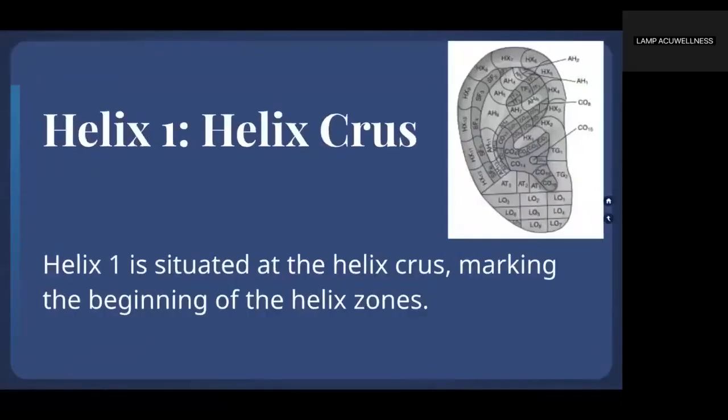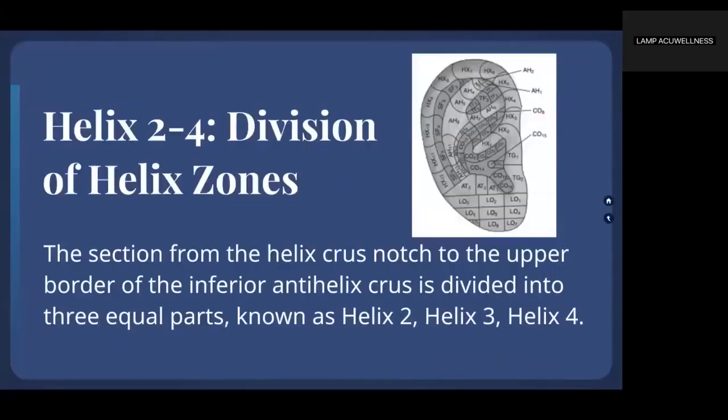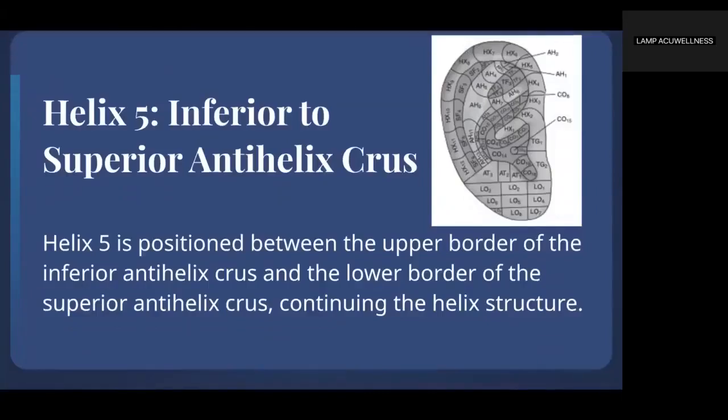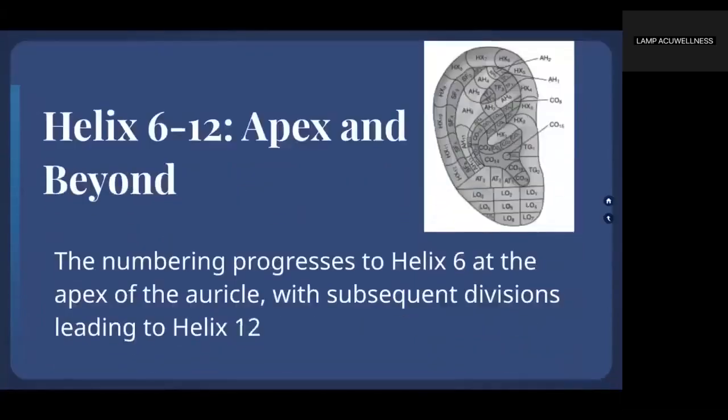Helix 1 is situated at the helix crus, marking the beginning of the helix zones. The section from the helix crus notch to the upper border of the inferior antihelix crus is divided into 3 equal parts, known as helix 2, 3, 4. Helix 5 is positioned between the upper border of the inferior antihelix crus and the lower border of the superior antihelix crus, continuing the helix structure. The numbering progresses to helix 6 at the apex of the auricle, with subsequent divisions leading to helix 12.